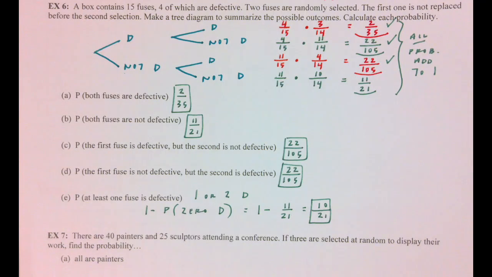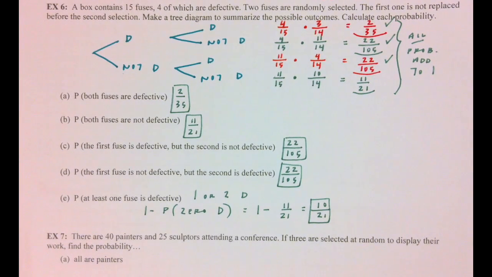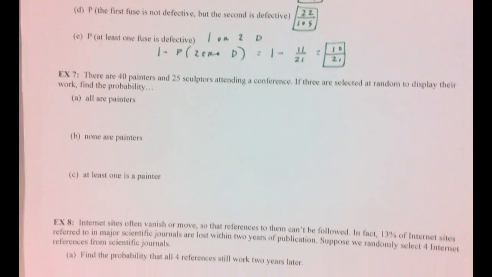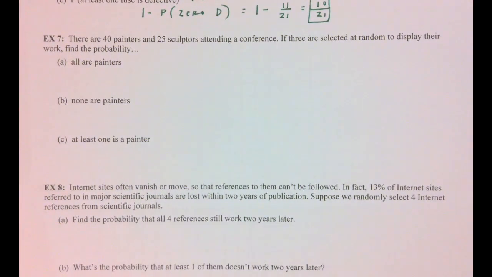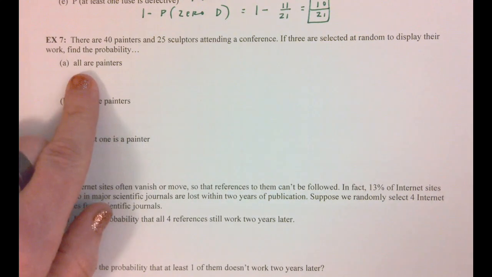Okay, a few more examples and we're done. I think 2 more examples, then we're done. All right, example 7. There are 40 painters and 25 sculptors attending a conference. If 3 are selected at random to display their work, find the probability that all of them are painters.